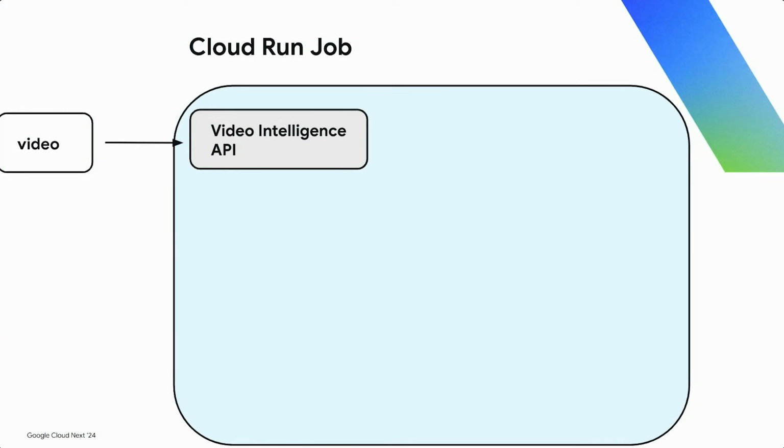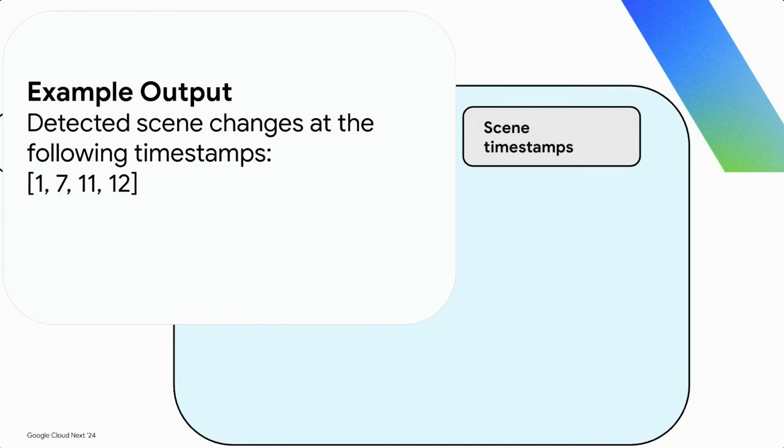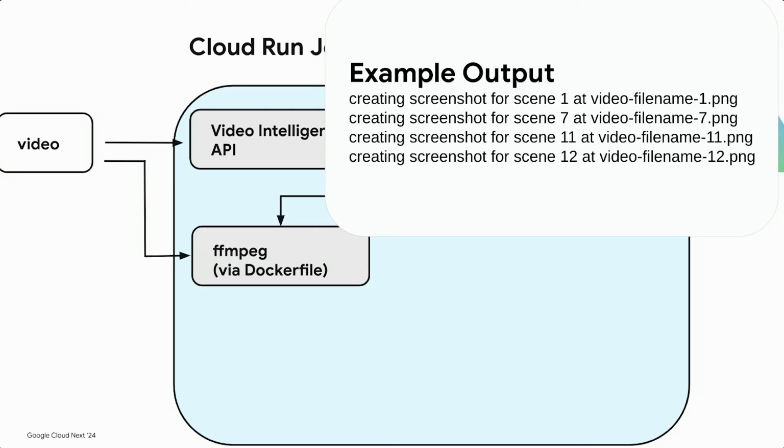All right, so let's walk through what this is. There's multiple steps going on here in this Cloud Run job. First, the video is sent to the Video Intelligence API to detect each scene change. It's going to generate a timestamp for the scene change, as shown here in this array, so 1, 7, 11. Then FFmpeg is used to produce screenshots for each timestamp, as shown here in these file names. For example, scene 1, timestamp 1 would be video file name 1.png.